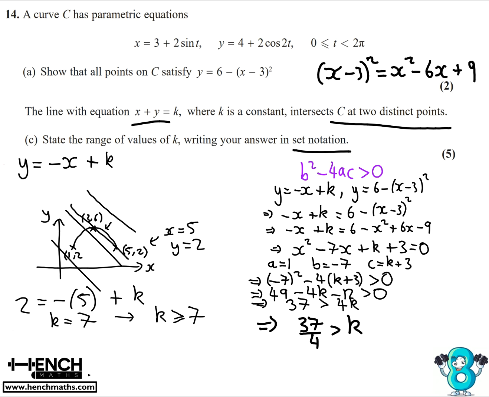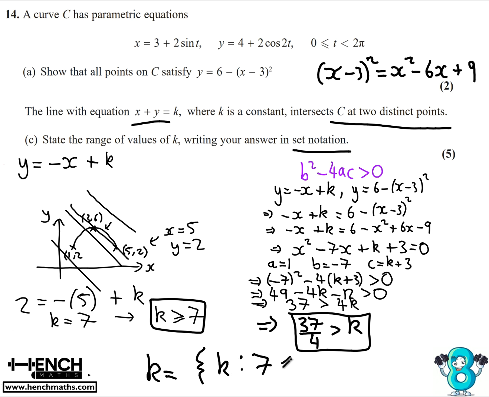So if we bring these two together, we've got this and we've got this, and we need to give our answer in set notation. So our set of values for k needs to be greater than or equal to 7, but less than 37 over 4. If you imagine those straight lines with k as your y-intercept, if it's above 7, it would meet this bottom point here, and if it was below 37 over 4, it would just be below where it makes a tangent, and we get those two intersections.